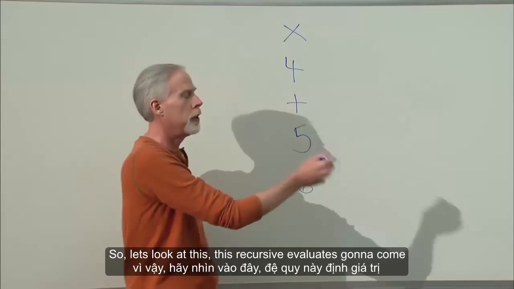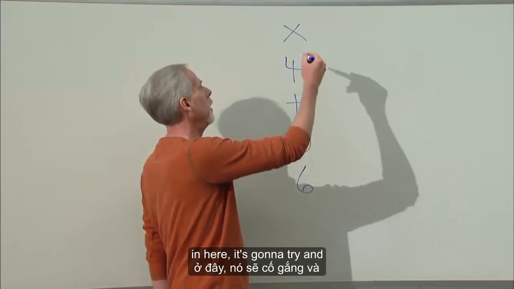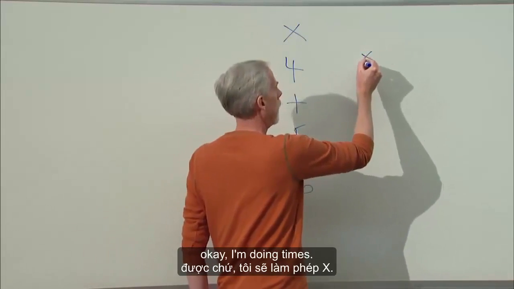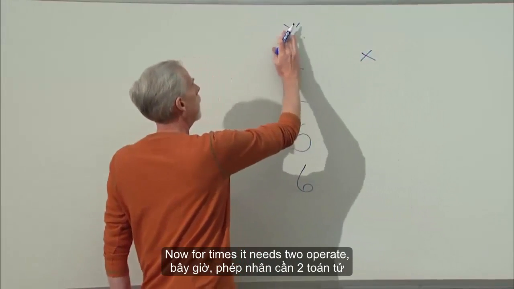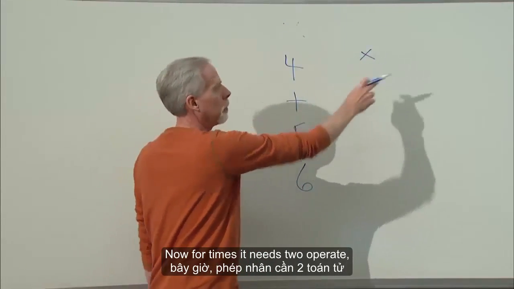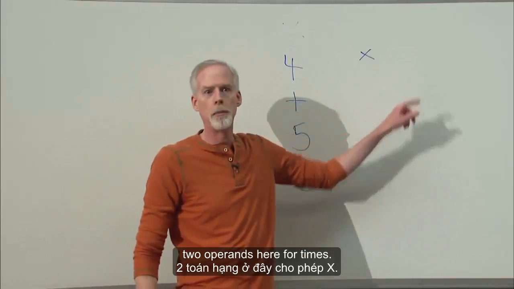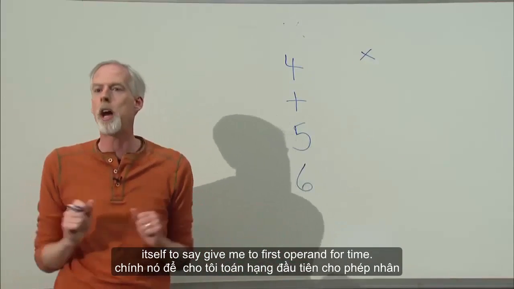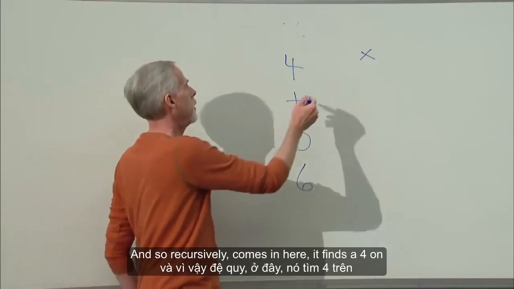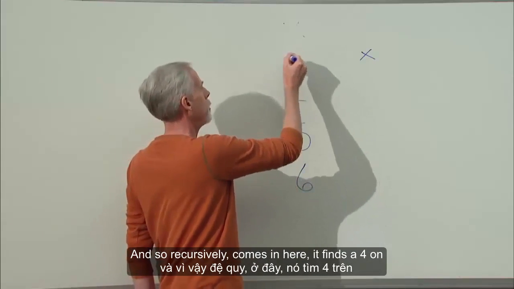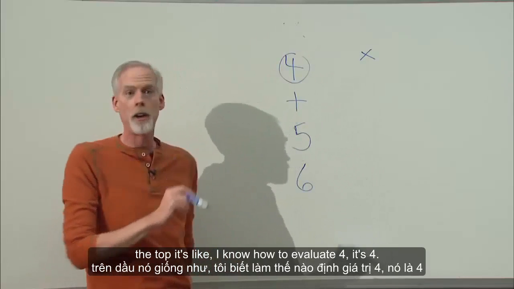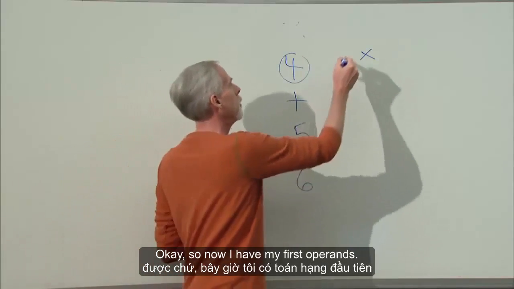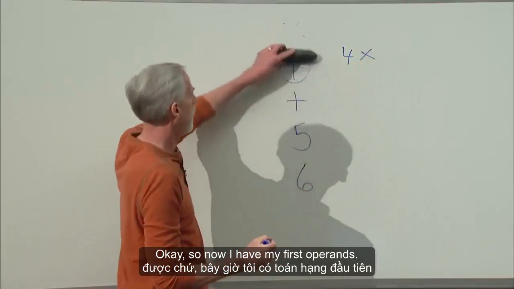So let's look at this. This recursive evaluate is going to come in here. It's going to try and evaluate the top of this stack, which is a times. Okay, so it's like, okay, I'm doing times. Now, for times, it needs two operands. So it recursively calls itself to say, give me the first operand for times. And so recursively comes in here. It finds a 4 on the top. It's like, I know how to evaluate 4. It's 4. So it just returns. Okay? So now I have my first operand.